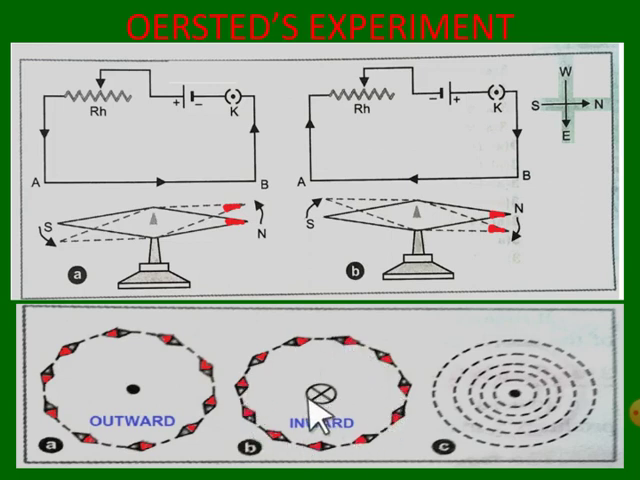So if a current carrying conductor is there, then around it a magnetic field is always there. We say simply that a current carrying conductor is always associated with a magnetic field around it. Mind you, the magnitude of the strength of the magnetic field depends upon the amount of current flowing through the conductor. The more the current, the more the strength of the magnetic field.